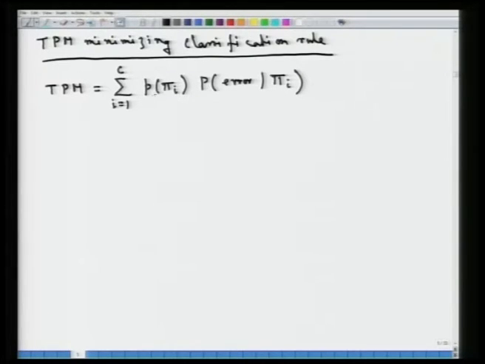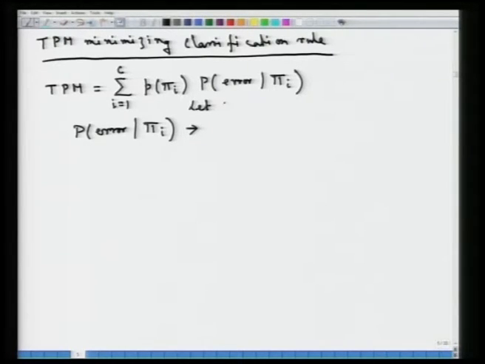The first term is p of pi 1 into the probability of classifying an observation which is coming from the first population pi 1 and then putting it into any other population. So, what is this probability of error given pi i? This is going to be given in terms of the partitions that we have.